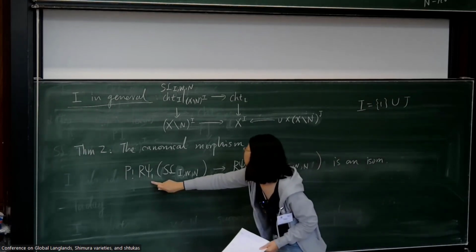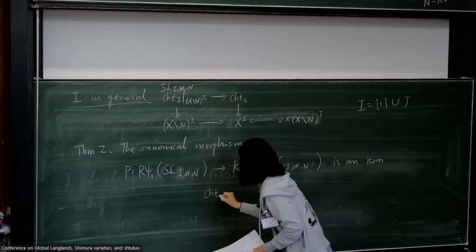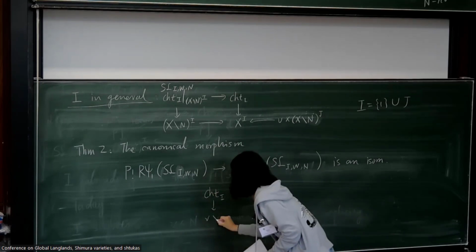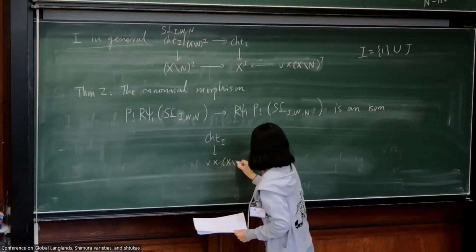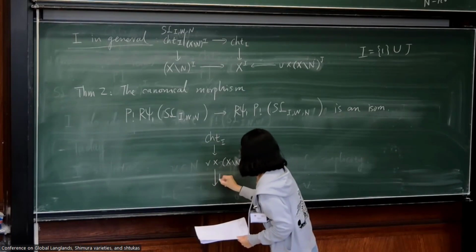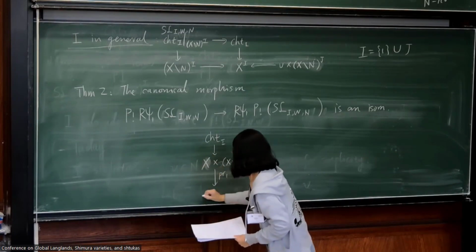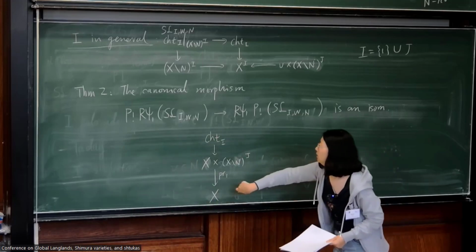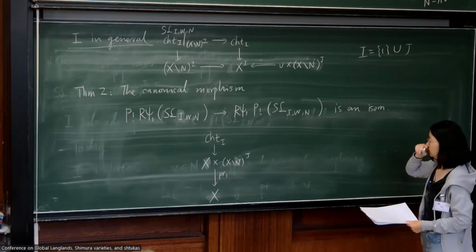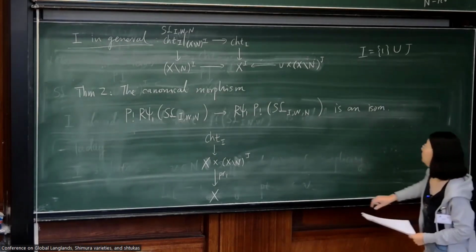Here it means that we project our shtuka for the first leg by the projection on, and we take a nearby cycle for this space. And this is enough for our further applications.